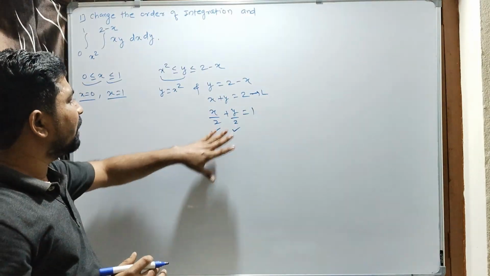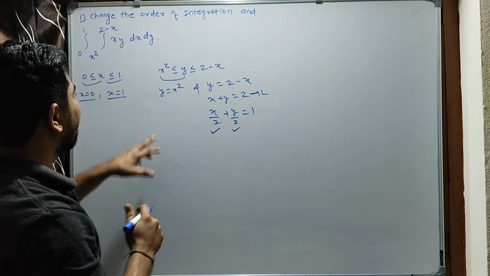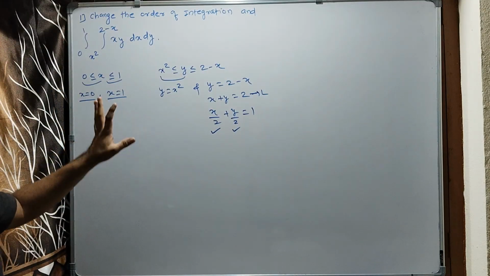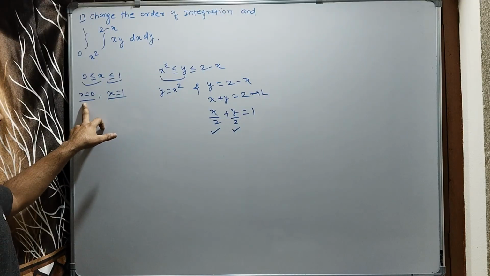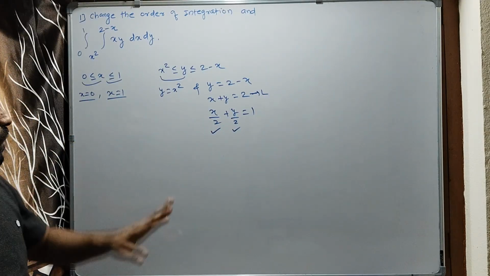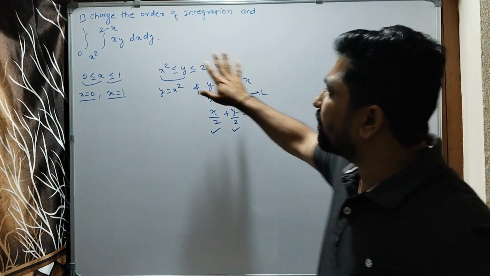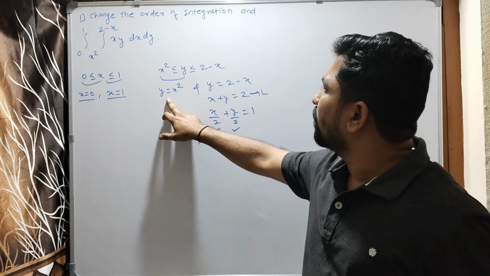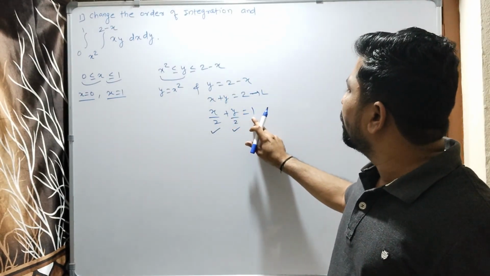So this is the line, and this is the curve y equal to x square. You know the graph of y equal to x square, you know x equal to 0 and you know x equal to 1. I will plot the graph with the help of these four quantities: x equal to 0, x equal to 1, y equal to x square and this line. Let's say these are the four curves. Now I want to find the region bounded by all these curves: x equal to 0, x equal to 1, y equal to x square and the line x by 2 plus y by 2 equal to 1.